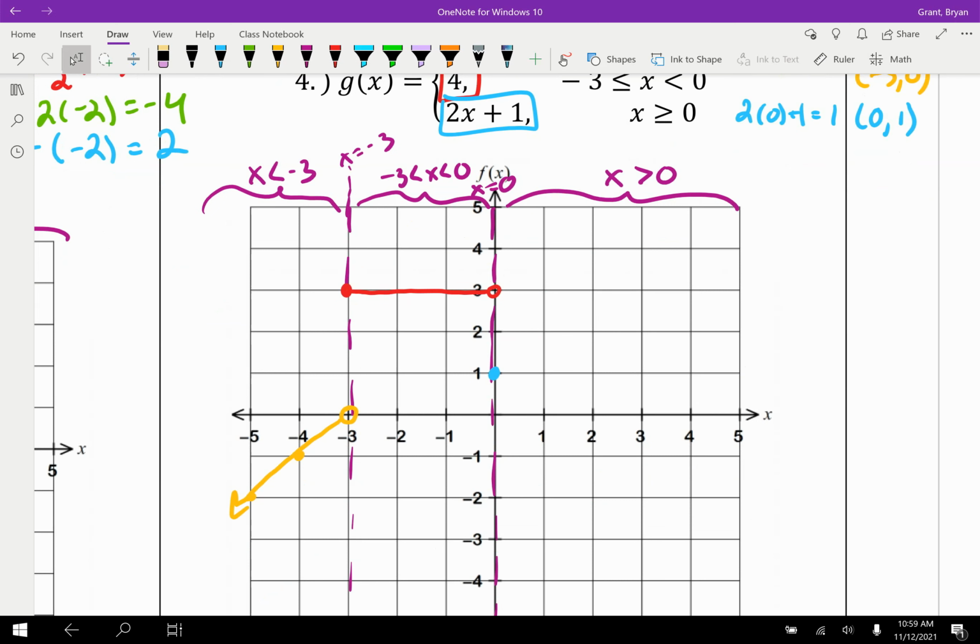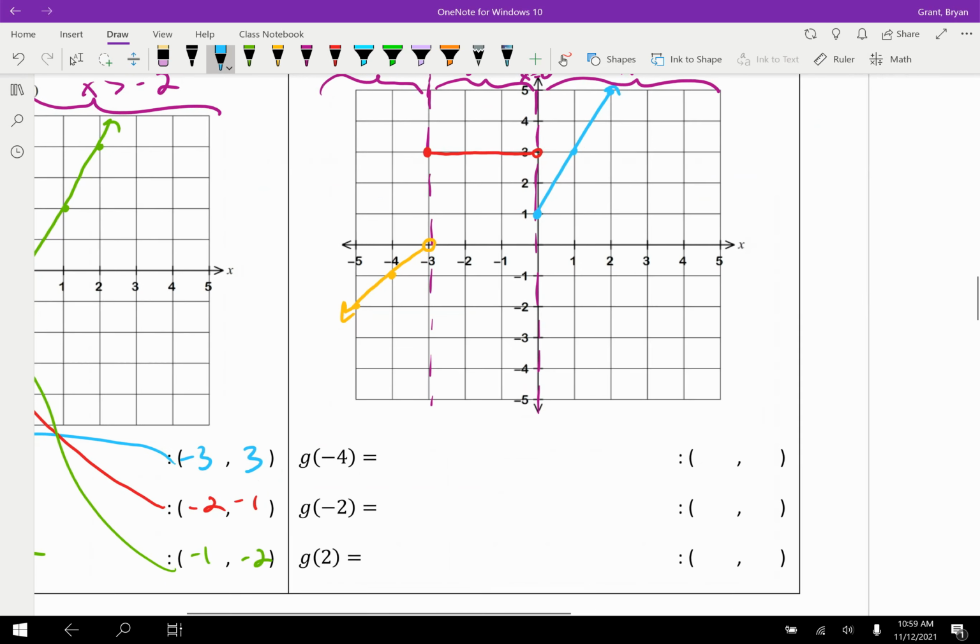Then we use our slope. Up 2 over 1, up 2 over 1, and we have the final piece of our piecewise function. Whew. All right, let's finish this off.